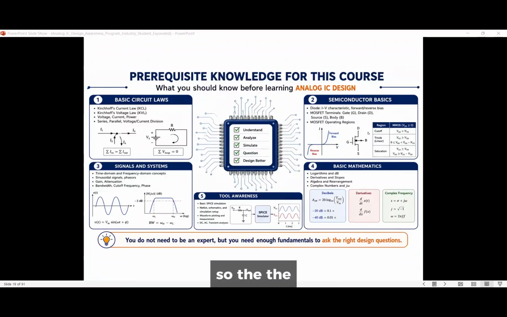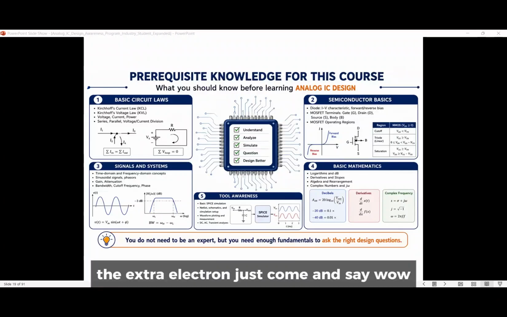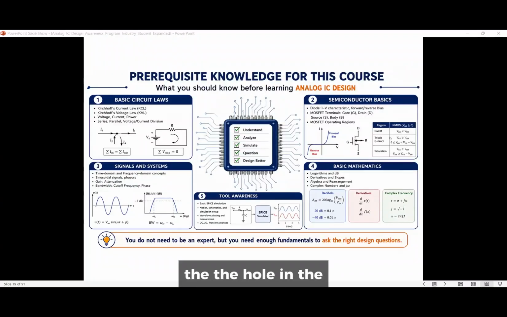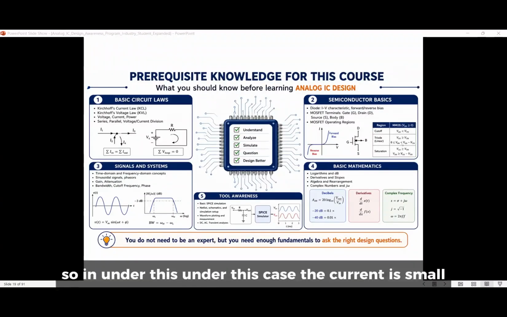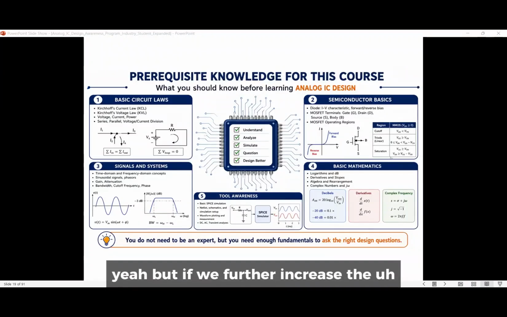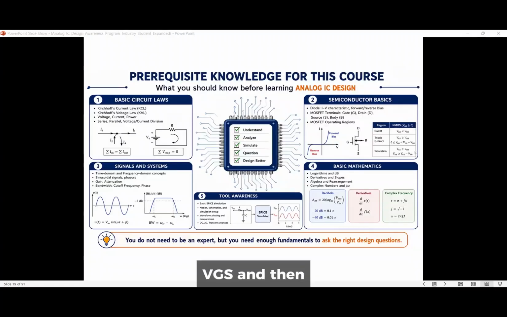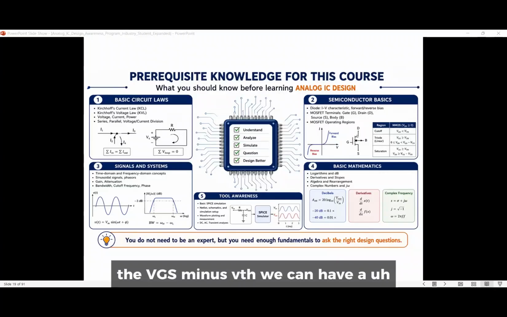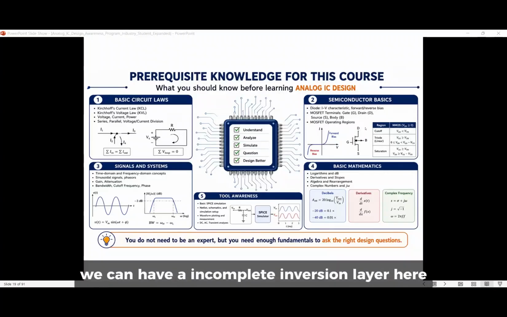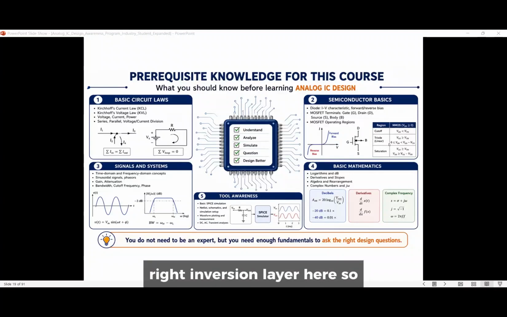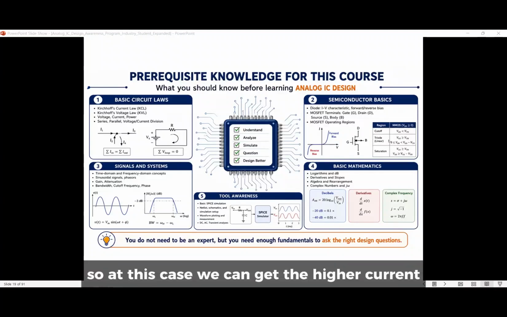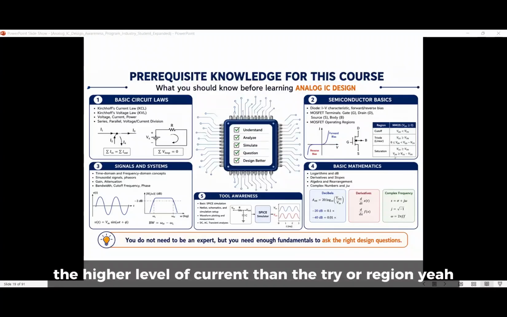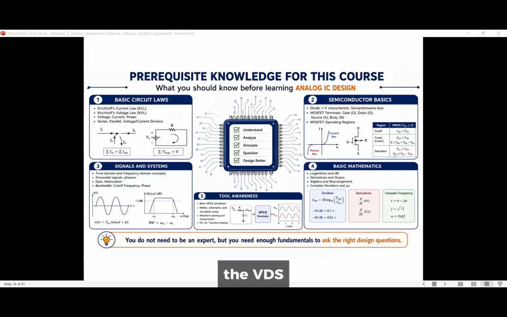Rather small. So the extra electron just comes and says, wow, the hole in the channel. So in this case, the current is small. But if we further increase the VGS and then ensure that the drain-source voltage is higher than VGS minus VTH, we can have a complete inversion layer here, right? So in this case, we can get a higher level of current than the triode region. So how about we further increase the VDS?